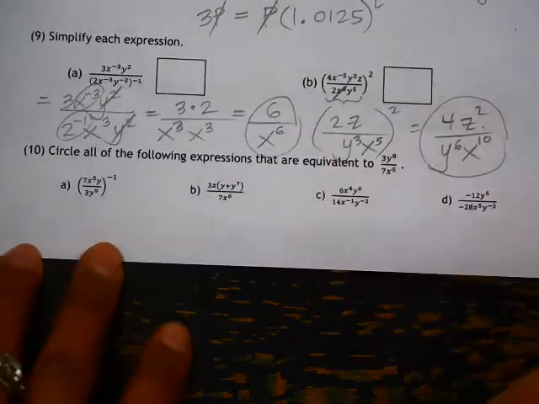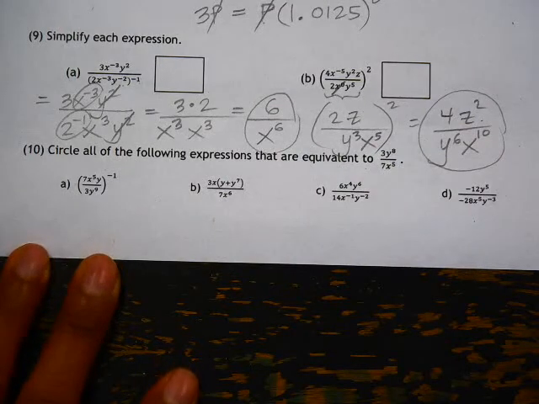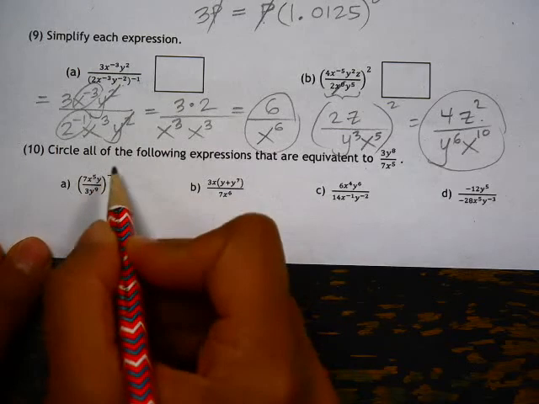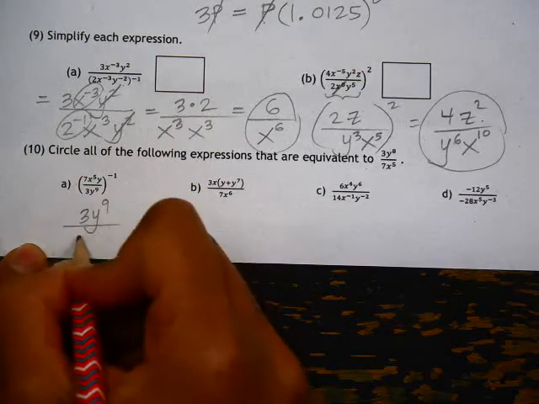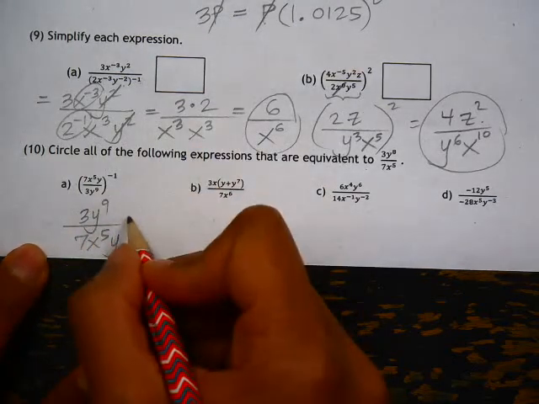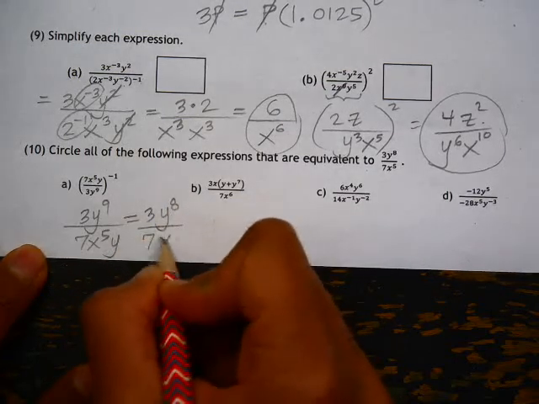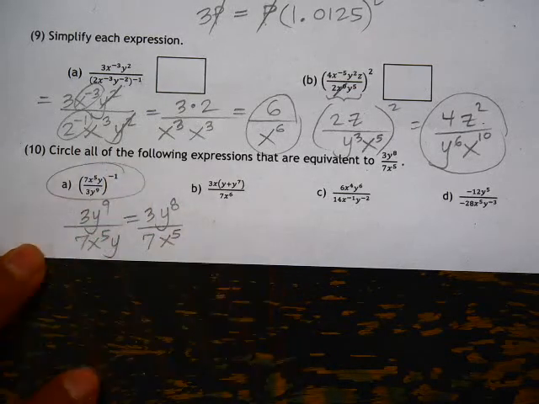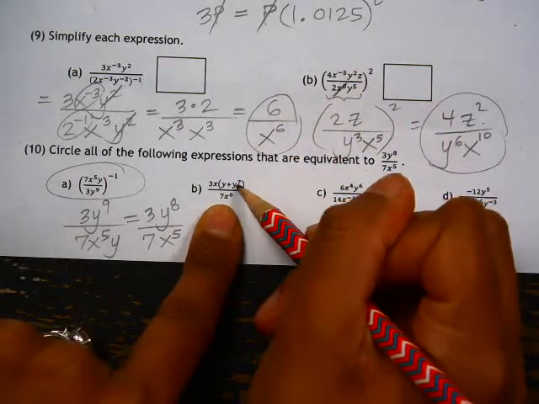Alright, lastly, circle all the following expressions that are equivalent to this. So you need to go through and simplify each of these. On A, this expression to the negative 1 means do the reciprocal of this and then raise it to the positive 1. So simplifying this would be 3, 7, y to the 8th, x to the 5th, which is equal.